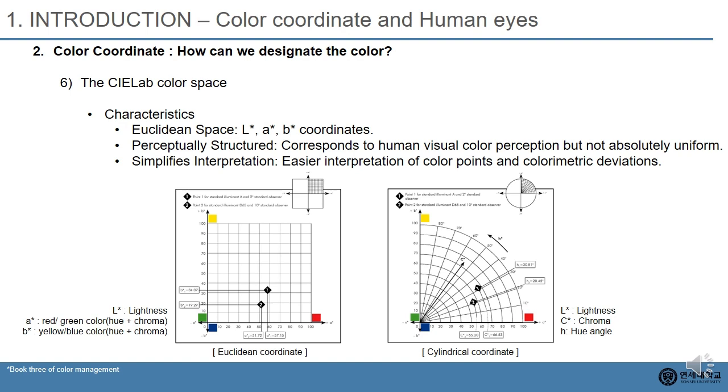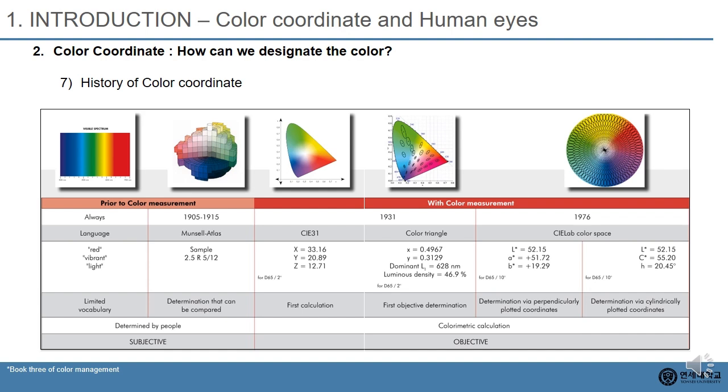The characteristic of the CIE Lab color space: it is characterized by being a Euclidean space with coordinates L star, a star, and b star. It is perceptually structured to correspond to the evolution of our understanding and ability to measure and represent colors colorimetrically, from earlier experiments to modern color spaces. These systems have significantly advanced color science.